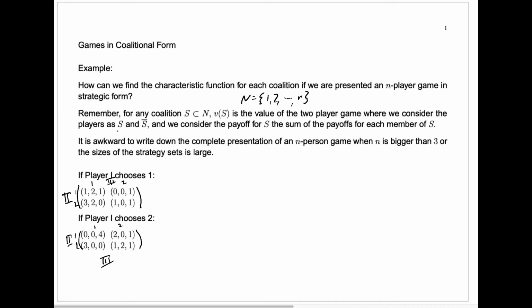Now, presenting a game in strategic form can be quite awkward because you have to tell the payouts to every player for every possible set of choices of strategies for each player. For example, even in a game with only 3 players, where each player has 2 choices, there would be 2 cubed, or 8, total payout situations, depending on the 8 possible choices of one pure strategy for each of the players.